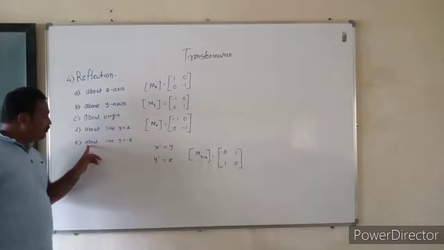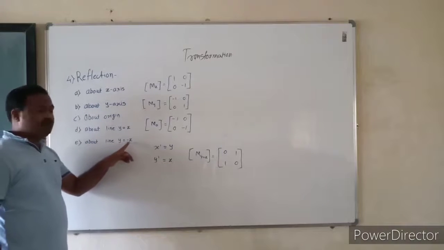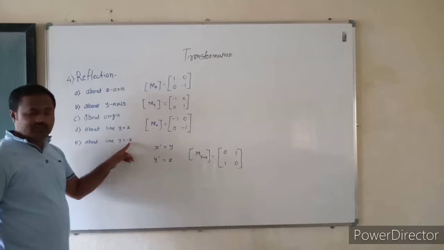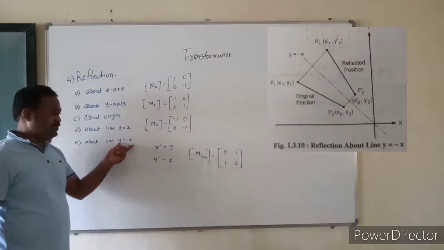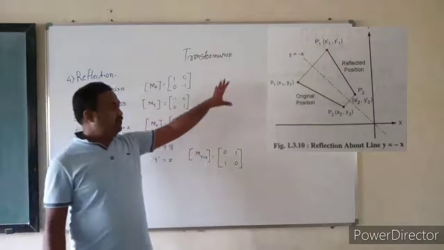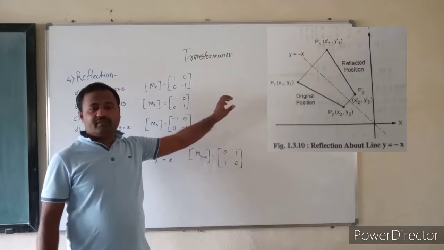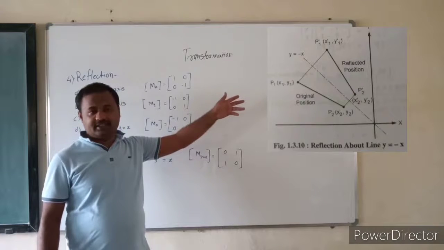Then next is reflection about the line y is equal to minus x. Again, the diagram shows the line y is equal to minus x.